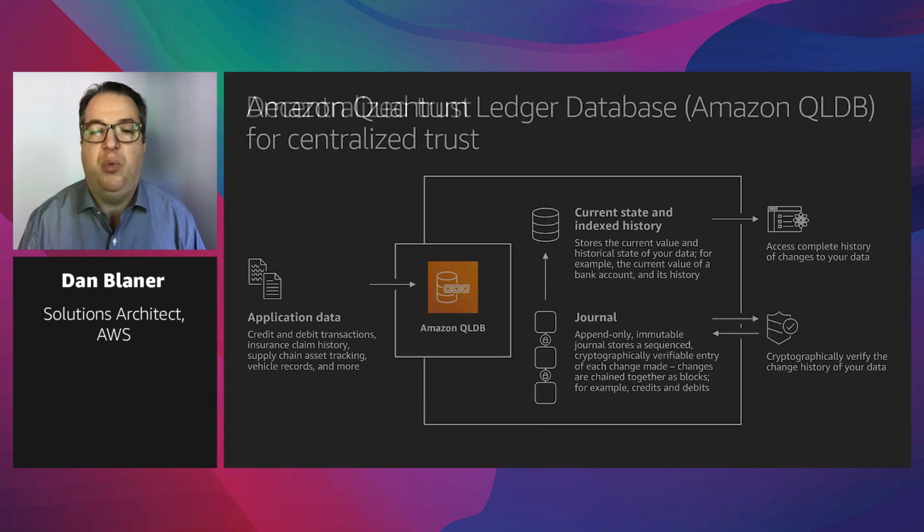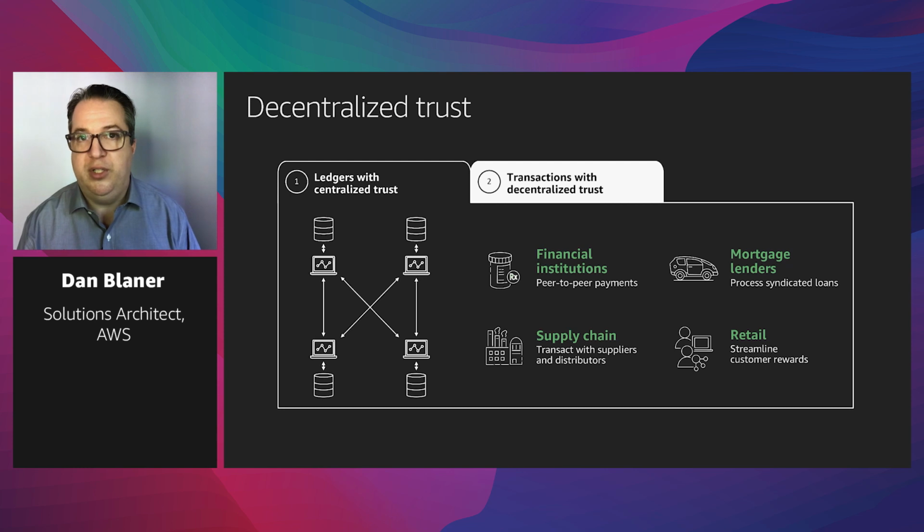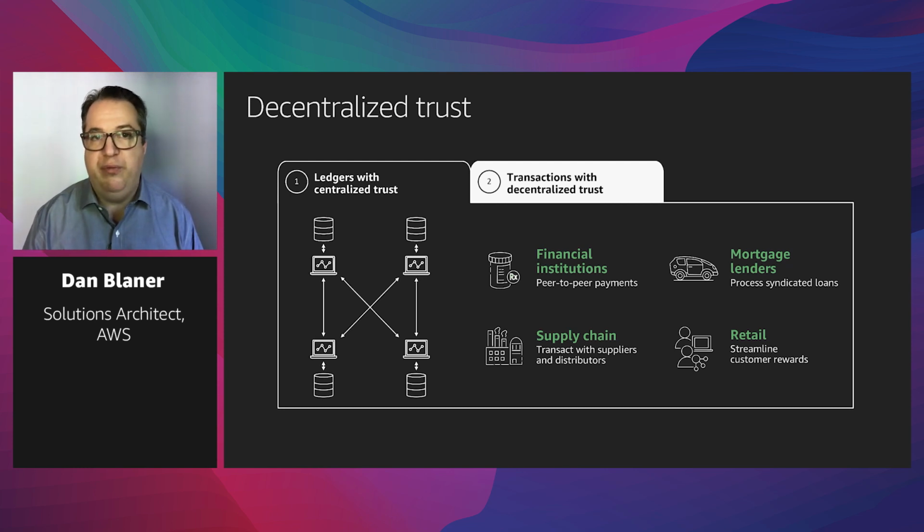The second set of customers want to transact with peers in a decentralized way without a centralized authority. For example, financial institutions want to do peer-to-peer transactions, but they want an independent way to verify transactions. Supply chain customers, these are complicated supply chains with retailers, distributors, and suppliers, and they all want a single view of the data. And then there's mortgage lenders. They want to run loan transactions without a centralized authority or middleman.